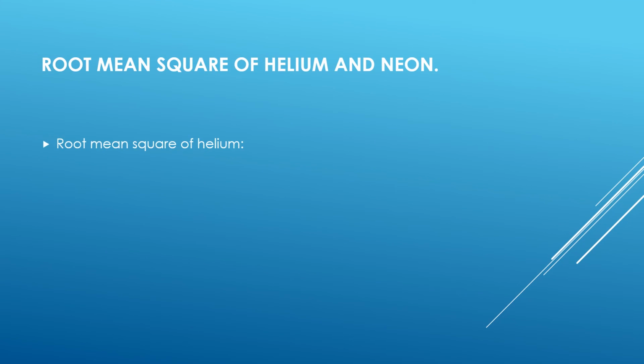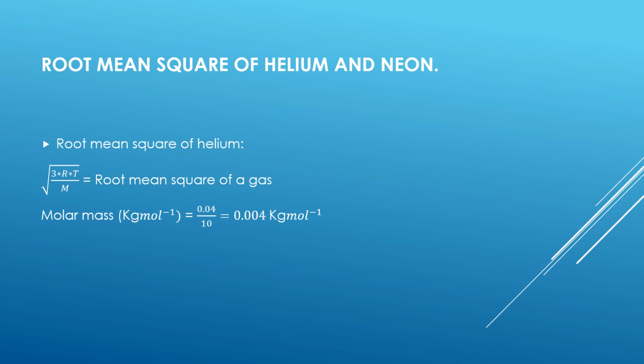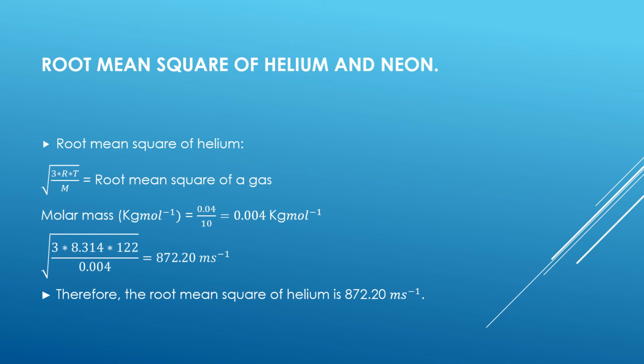So we can now move on to helium using the same equation. The square root of 3 times the gas constant times the temperature all over the molar mass. So the molar mass of helium is equal to the mass in kilograms, which is 0.04, divided by the amount of moles present, which is 10. So the molar mass is 0.004 kilograms per mole. Plugging this value into the equation, we get the square root of 3 times 8.314 times 122 all over 0.004. This equals 872.2. So the root mean square of helium is 872.2 meters per second.